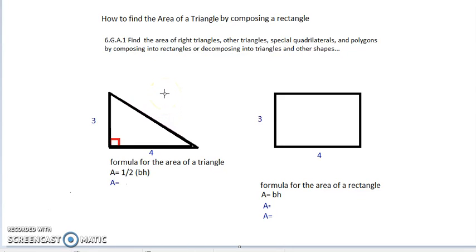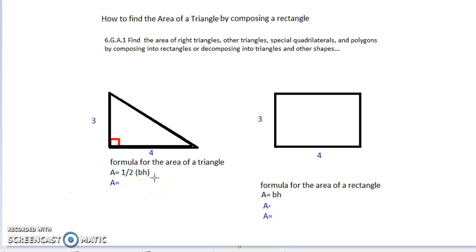Hello class. In this video I will show you how we can find the area of a triangle by composing a rectangle. The formula for the area of a triangle is half the base times the height.